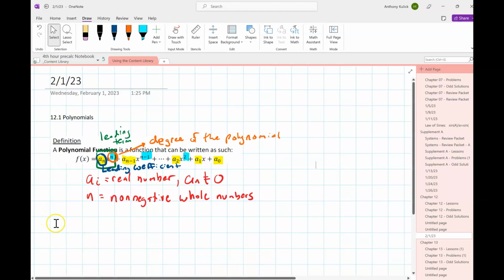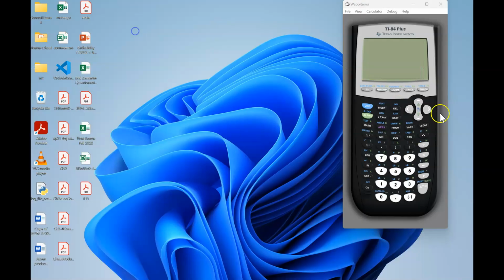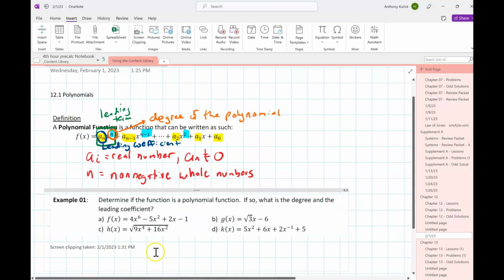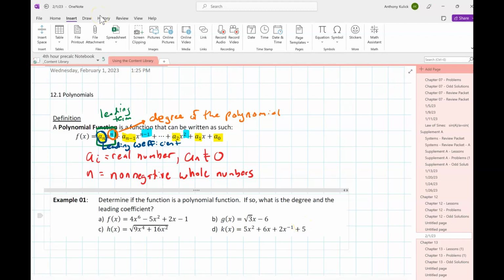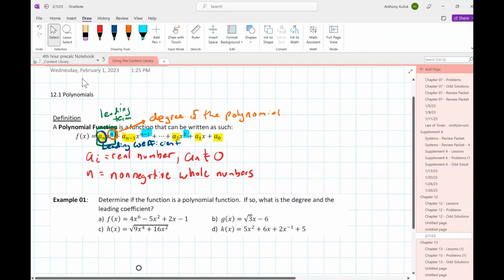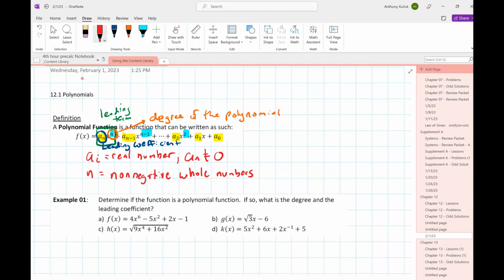So to cement this, let's do a couple of quick examples. I'm going to give you a function, and we're going to decide whether that function is a polynomial or not. And if it is a polynomial, we're going to determine the degree and the leading coefficient. So I have 4 functions here, a, b, c, and d. For A, take a look at that: 4x to the sixth minus 5x squared plus 2x minus 1.